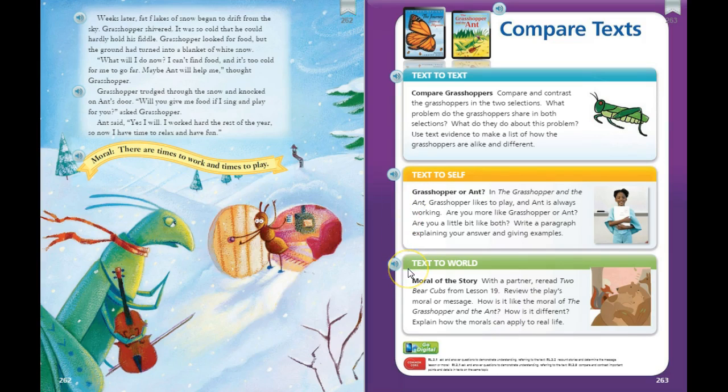Text to world is you're going to reread our story Two Bear Cubs from lesson 19. And then how was that like the moral of The Grasshopper and the Ant? How is it different? All right, so that's text to world. You're going to choose one of these three and work on it with your learning adults. If you have to write, just write on a lined piece of paper or your composition notebook and have fun with it.